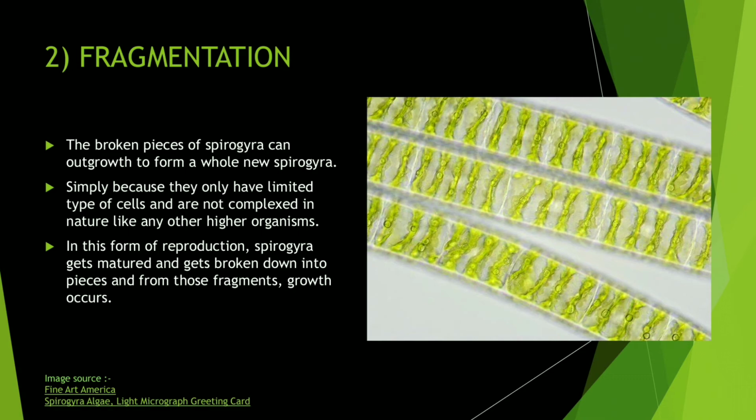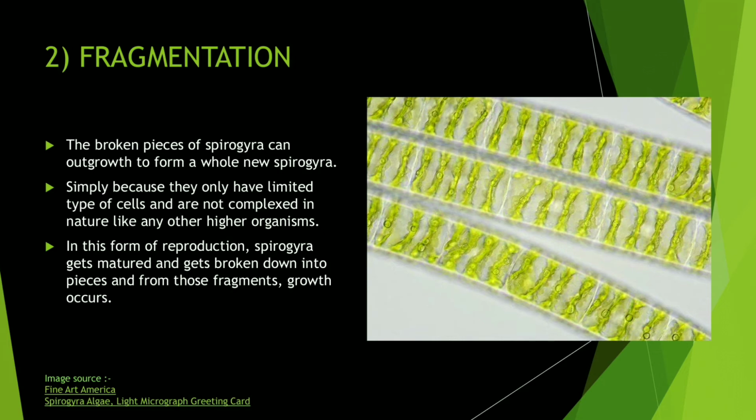Now let us move on to the second mode of asexual reproduction, which is fragmentation. The word fragmentation itself means to break down into many pieces, or broken pieces to be more precise. The organism that adopts fragmentation is Spirogyra, simply because they have limited types of cells and are not complex in nature. So the basic idea is that there is only one kind of cell, so there is no problem to regenerate that single kind of cell, unlike having multiple differentiated kinds of cells.